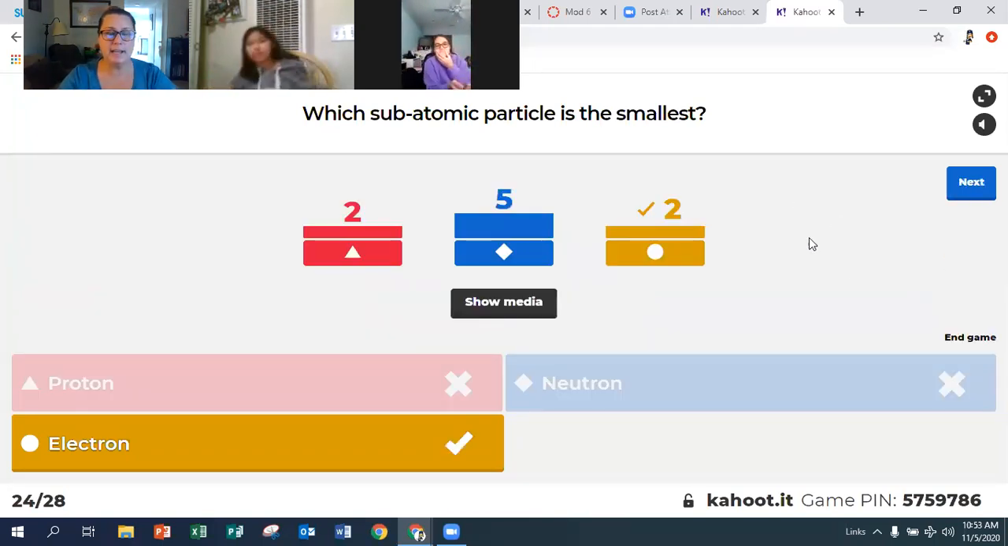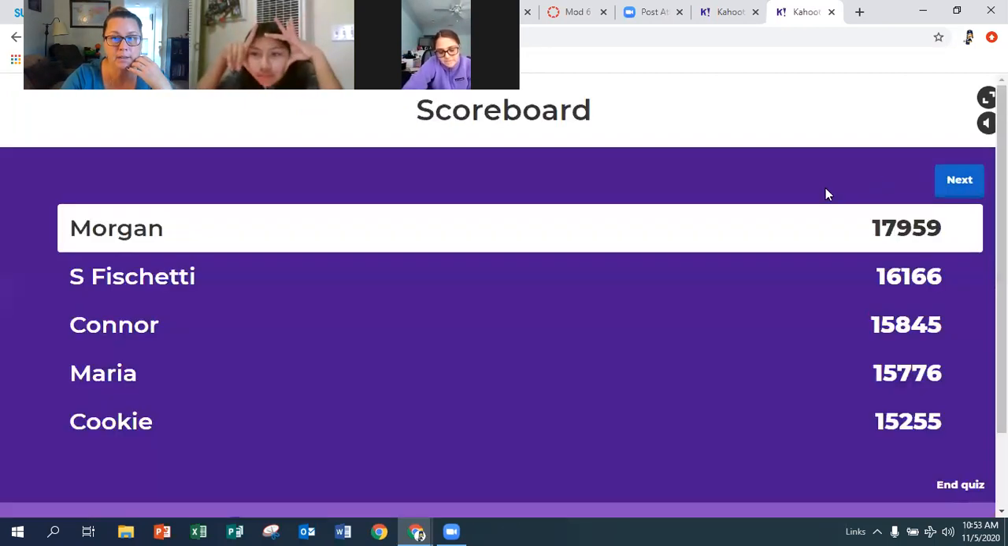The electron has the smallest amount of mass. Remember, most of the mass comes from the nucleus of the atom, right? That's where we get our protons and neutrons, purple and red Skittles.